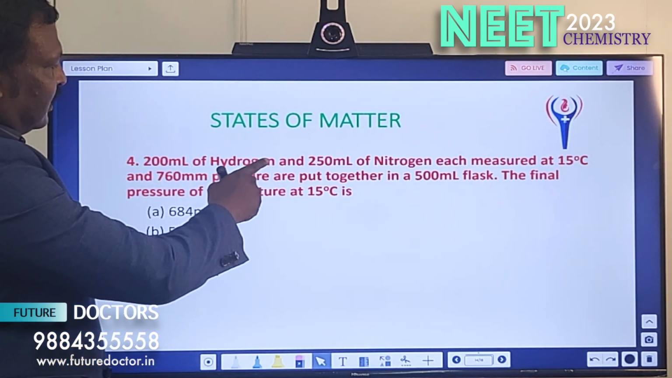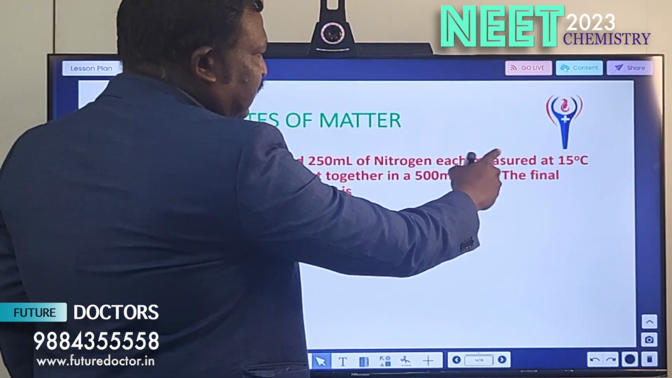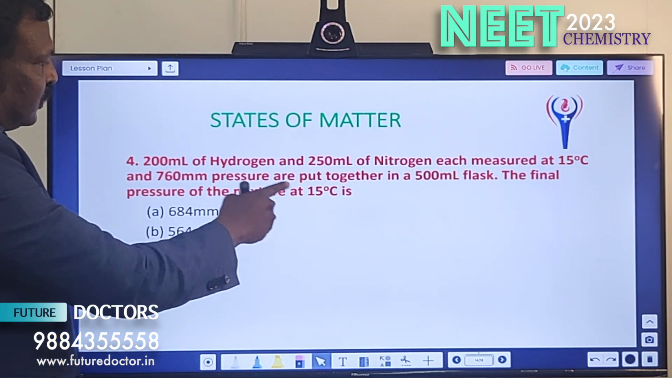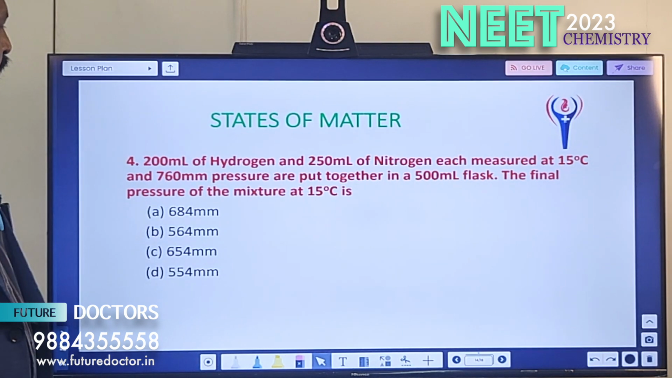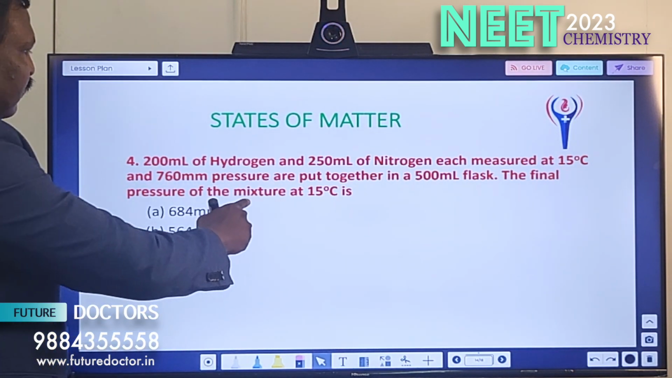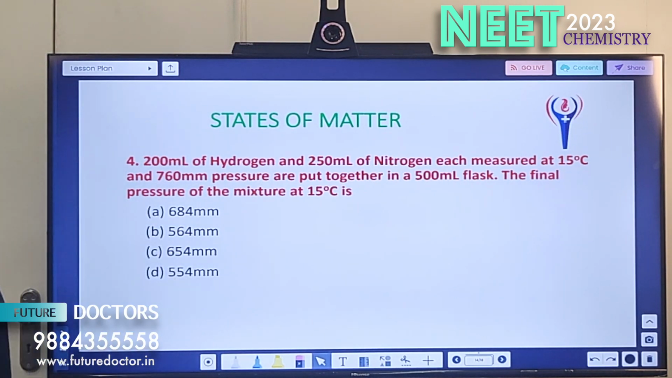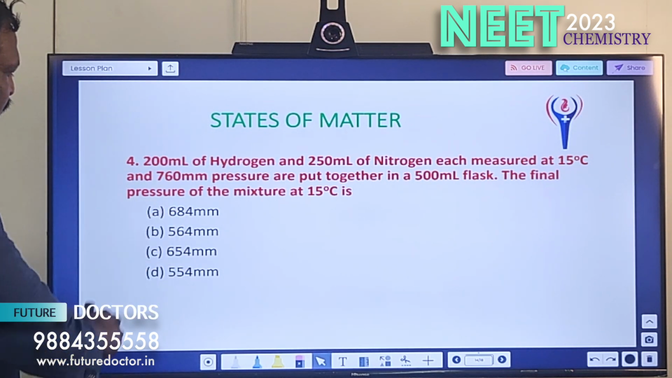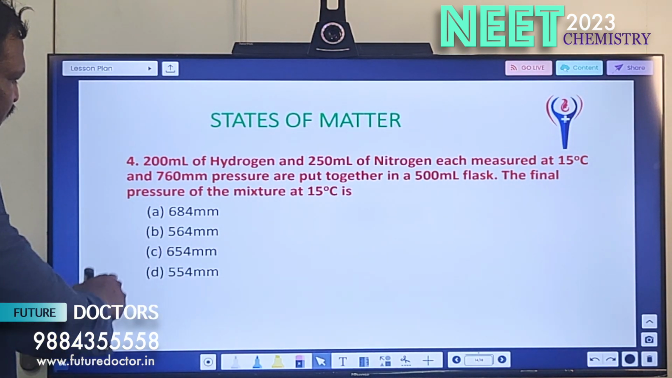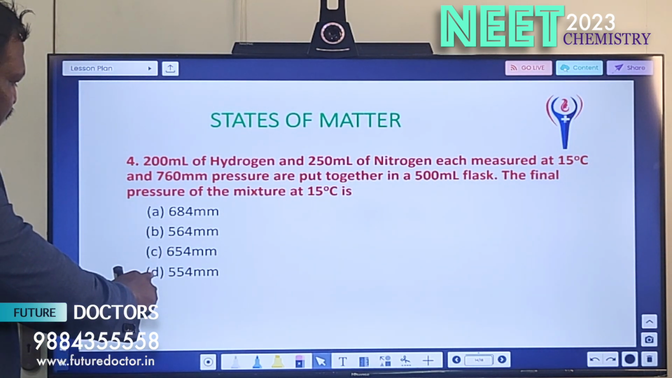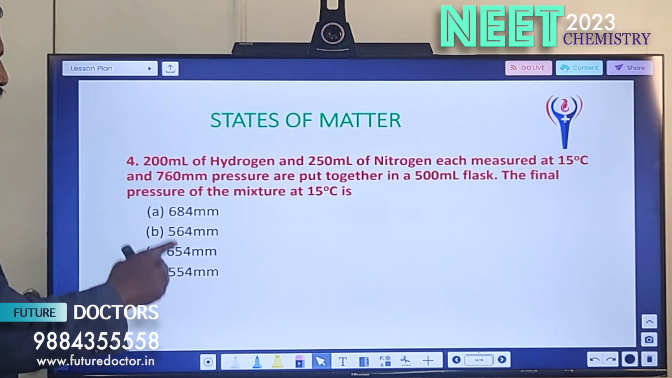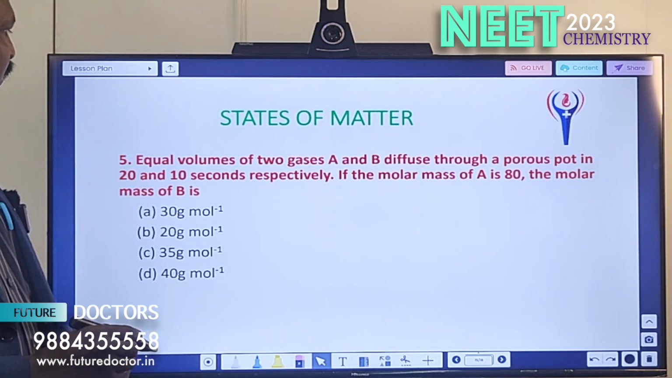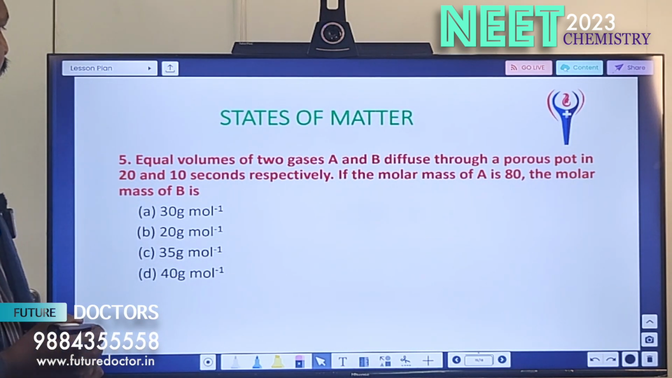Now see the fourth question. 200 ml of hydrogen and 250 ml of nitrogen, each measured at 15 degrees Celsius and 760 millimeter pressure, are put together in a 500 ml flask. The final pressure of the mixture at 15 degrees Celsius is dash. That's the question. Option A 684 millimeter. Option B 564 millimeter. Option C 654 millimeter. Option D 554 millimeter of mercury. Now see the next one. Everything is based on formula only. So just memorize the formula, and you can use it to solve the sums. Understood?